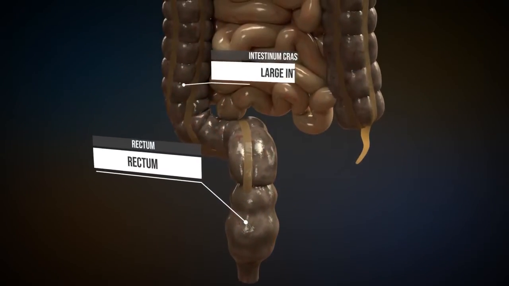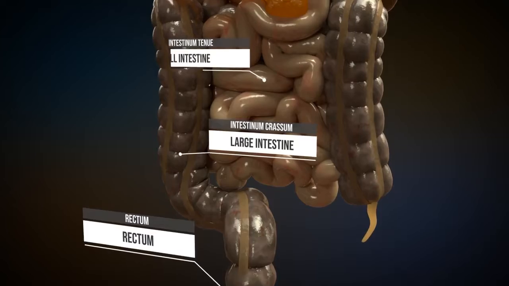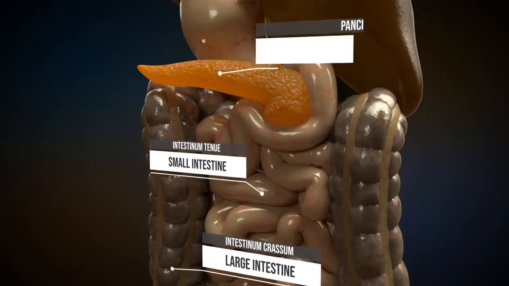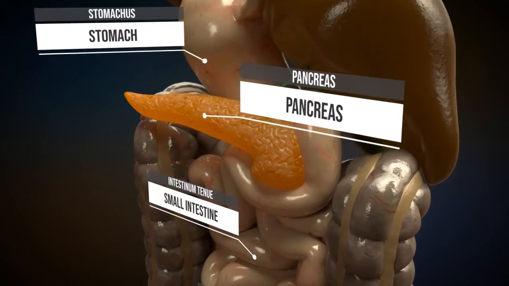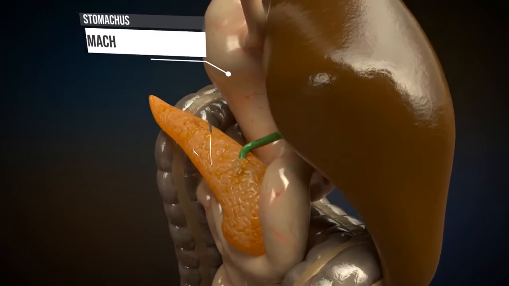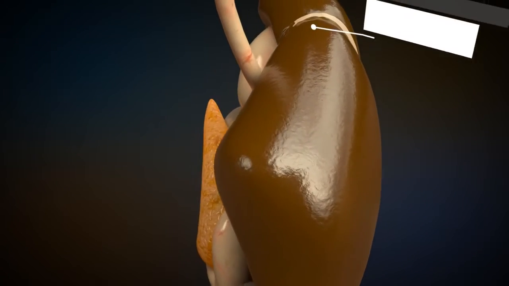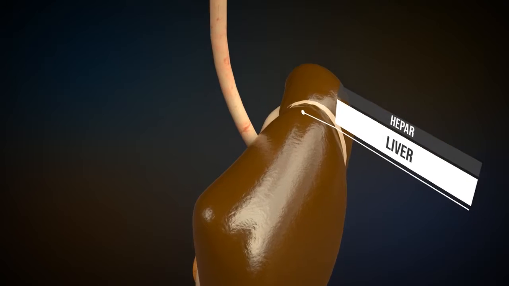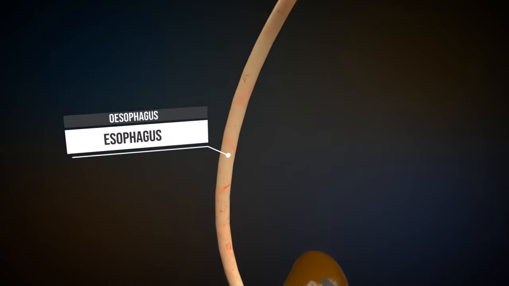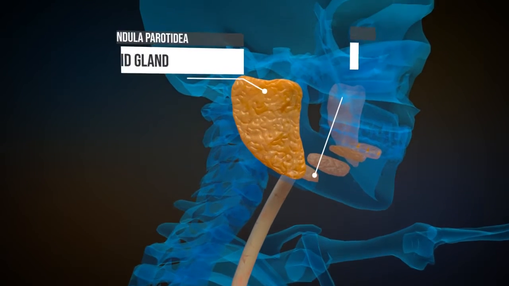over millions of years. It basically consists of the rectum, the large intestine, the small intestine, the pancreas, the stomach, also called gaster and ventriculus, and the liver with the gallbladder. The esophagus is also part of this system, as well as various salivary glands near the mouth.